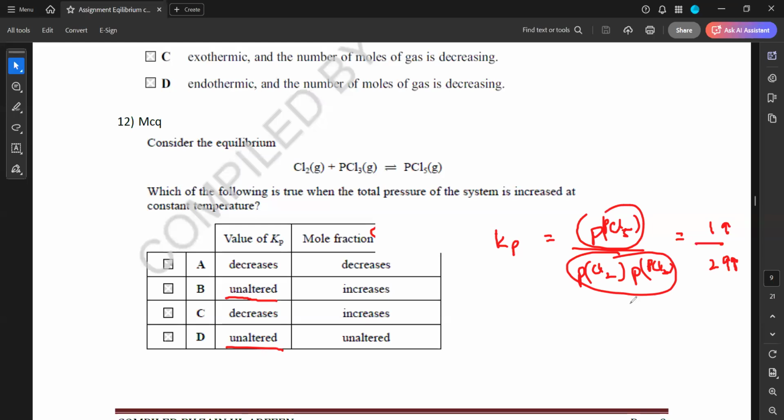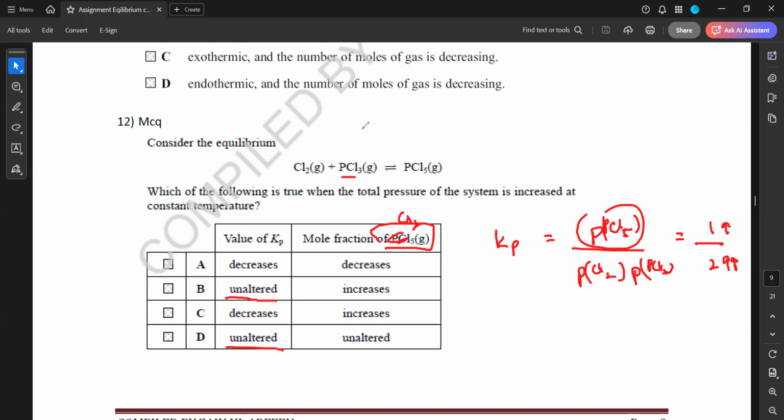then what will be the answer for the mole fraction? The mole fraction will decrease. But they specified a substance, they said the mole fraction for PCl5. So what will happen when we increase the pressure? The mole fraction for PCl5 is increasing. Even if it asked what happens to the mole fraction of chlorine, that will also increase. What happens to the mole fraction of PCl3? That will also increase.